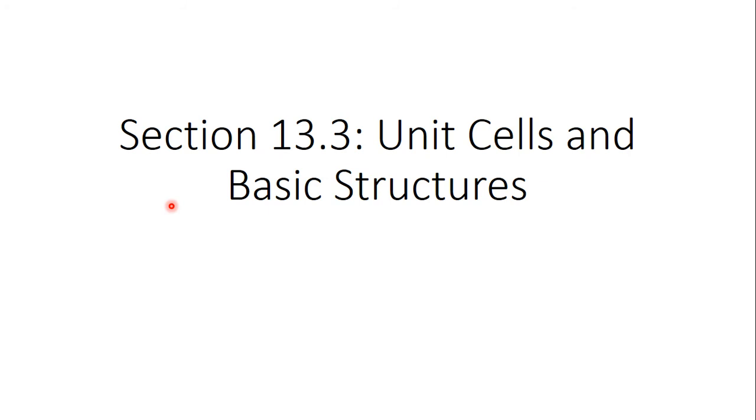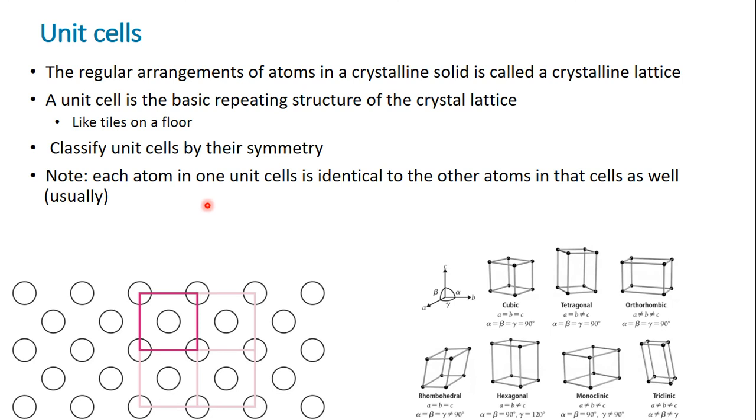In this video, we're going to look at the unit cell and basic crystal structures. So inside of a crystal, the atoms that are in a crystalline structure are in a repeated pattern. Now, the basic unit of this repeating pattern we call the unit cell.